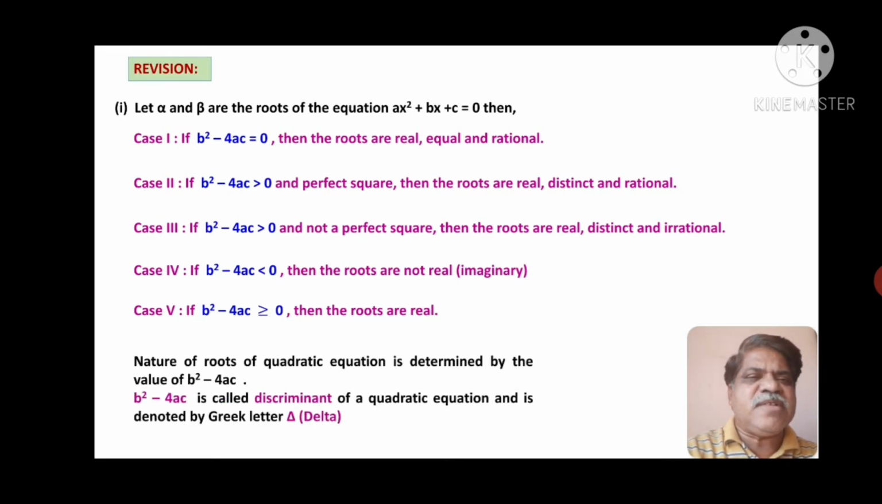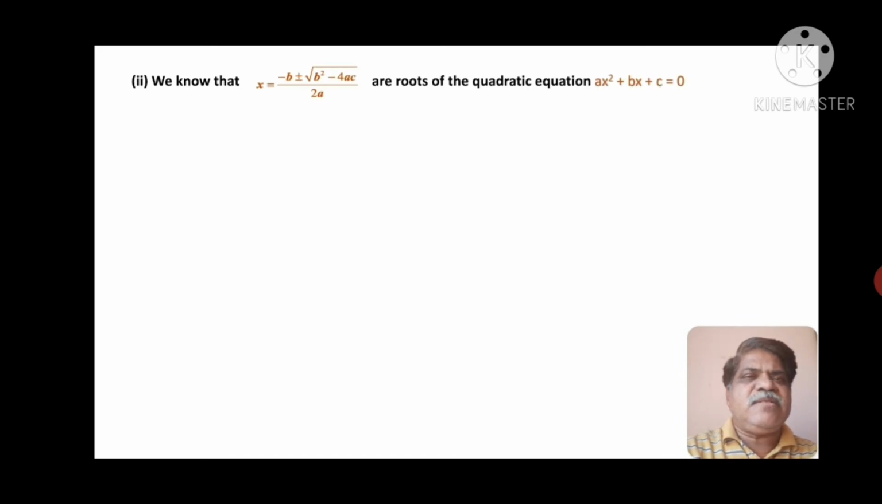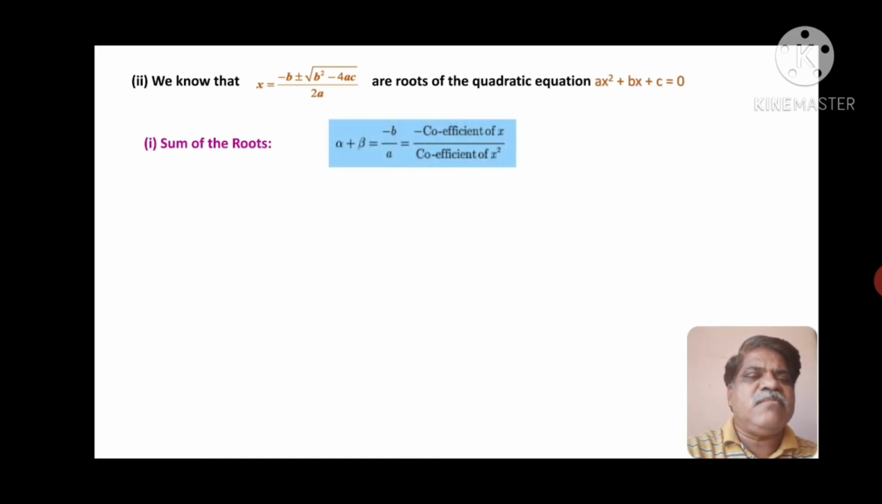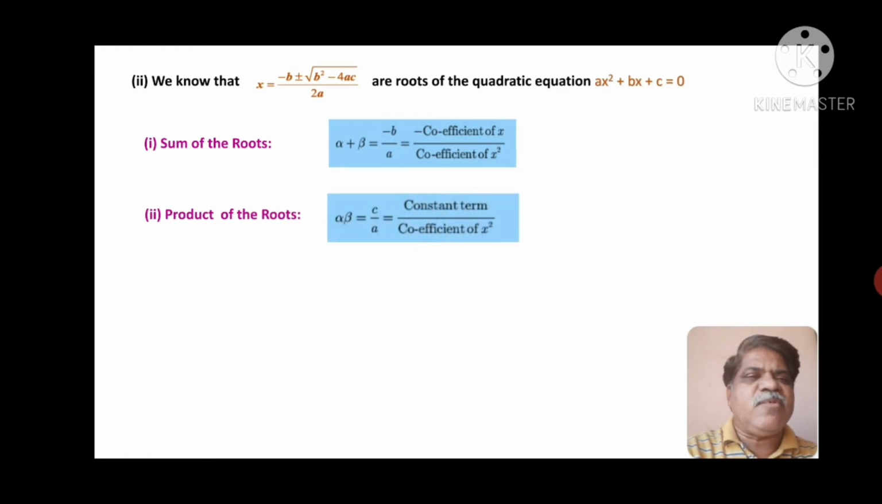The nature of the roots of the quadratic equation is determined by the value of b square minus 4ac. This value is called the discriminant of a quadratic equation and is denoted by the Greek letter delta. Friends, we know that x is equal to minus b plus or minus under root b square minus 4ac upon 2a are the roots of the quadratic equation ax square plus bx plus c is equal to 0. The sum of the roots is alpha plus beta is equal to minus b upon a, which is minus coefficient of x divided by coefficient of x square. The product of the roots, alpha into beta, is c upon a, that is constant term upon coefficient of x square.